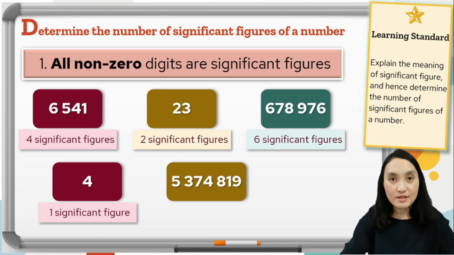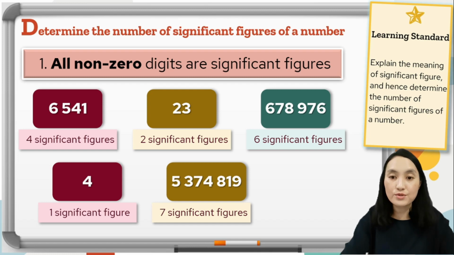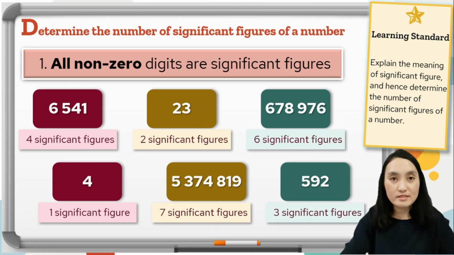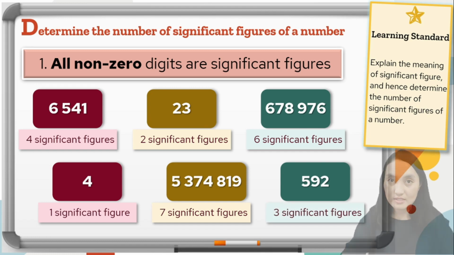Look at this number, 5,374,819. There are 7 significant figures because all of them are non-zero digits. And the last number, 592, there are 3 significant figures.